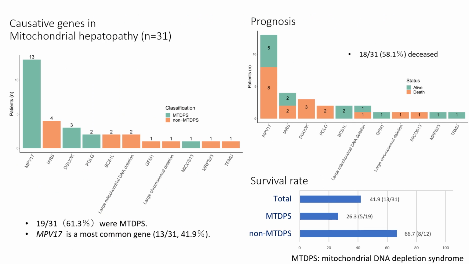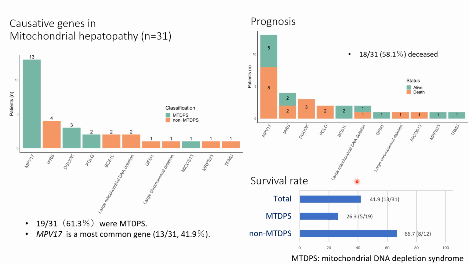These are the causative genes in mitochondrial hepatopathy. The green curve represents mitochondrial DNA depletion syndrome, accounting for 60%. The most frequent gene is MPV17. Second is IARS-ERS. Then the third is DGUOK. Right is a prognosis by causative gene.